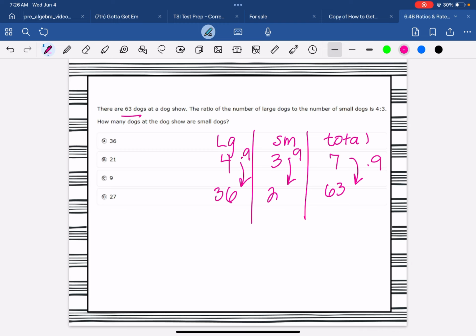36 large and 27 small. Now, if you notice, answer choice A is 36, so they're trying to trick you. And so we have to pay attention to make sure we're focusing on whatever it's asking for. All right, so that is our last problem.